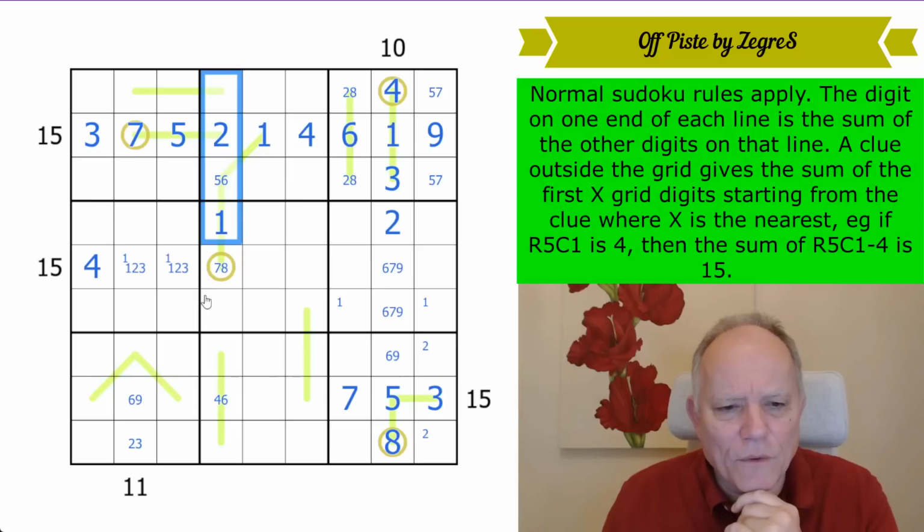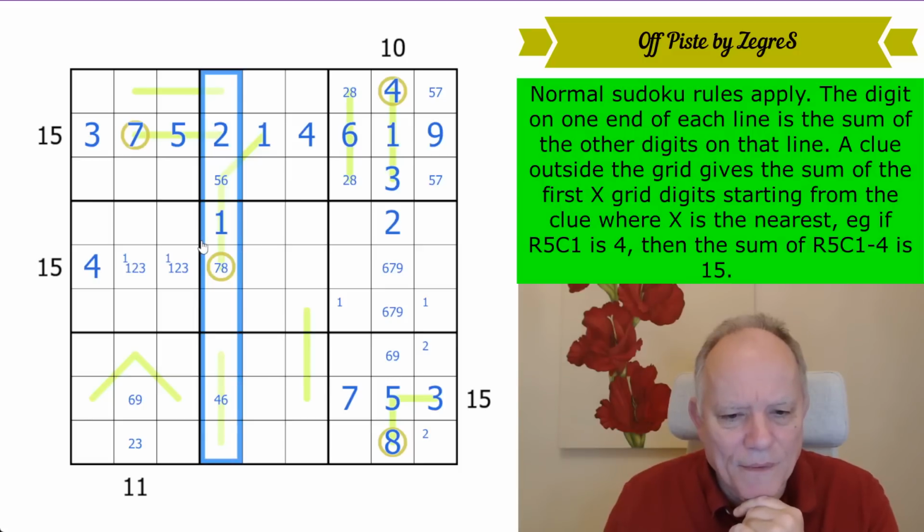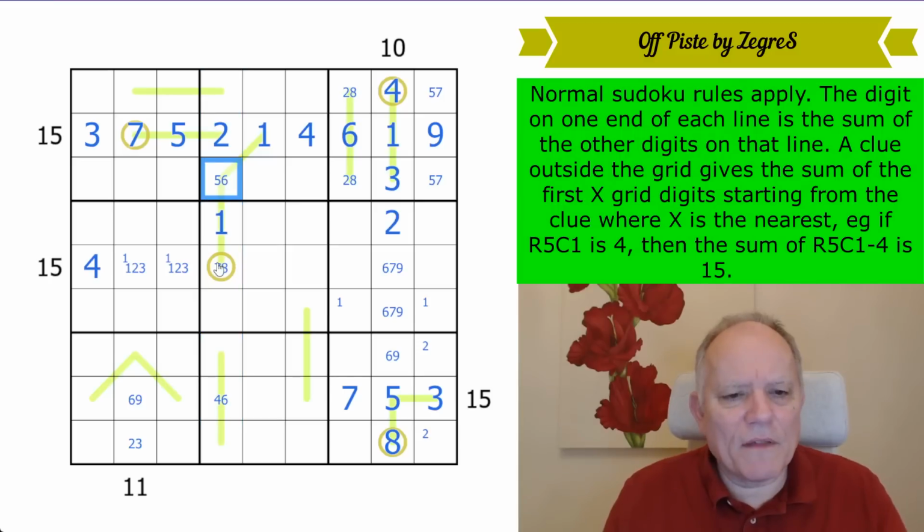I think what's happening is happening in this column, but I can't quite work out what is happening in this column. So we've either got 5 and 7. And then I think this has to be 3, 6, 9. I think we worked that out. Then that would be an 8.